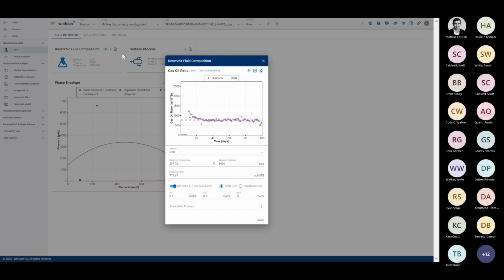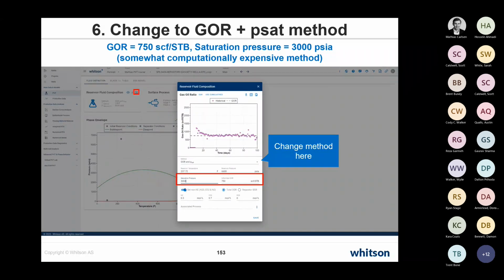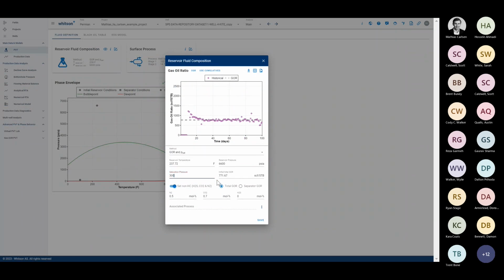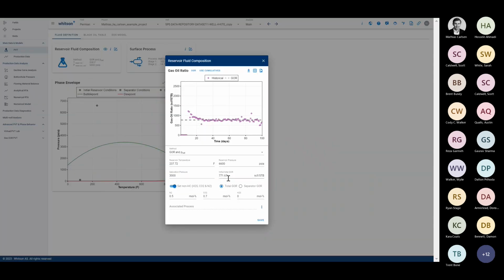So then I can go in and say, I would like to use the GOR and saturation pressure estimate, such that I've been modeling what my saturation pressure is based on that observation. So I'll put in a GOR now, and I have a saturation pressure estimate, and now I'm basically forcing my reservoir fluid composition to exhibit a saturation pressure of 3,000. So that's the part of the exercise that we'll go ahead and do now.